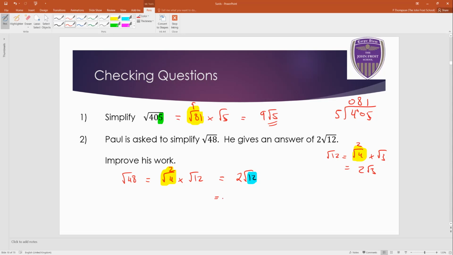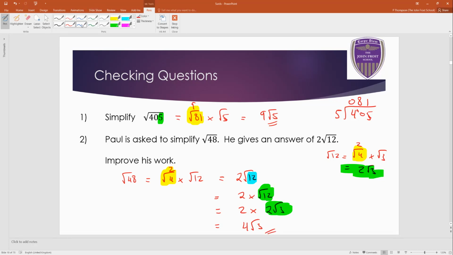So this just means 2 times root 12. That's what it means. Remember the times sign's gone. Put it back in. And we know root 12, see, root 12 is 2 root 3. And luckily for us now, it's easy because 2 times 2 is 4. So in the end, the best answer you get for this one is 4 root 3.